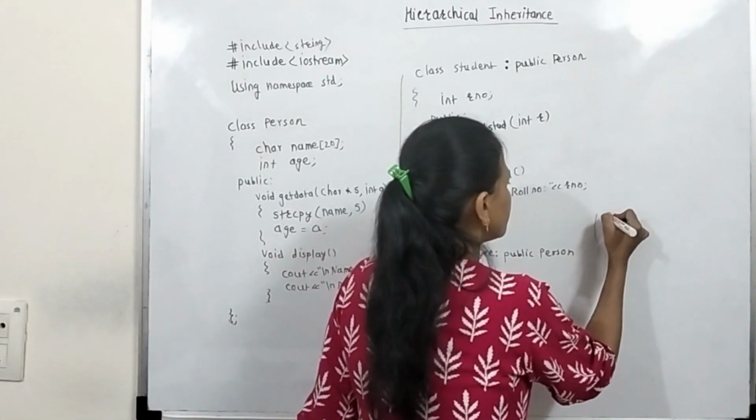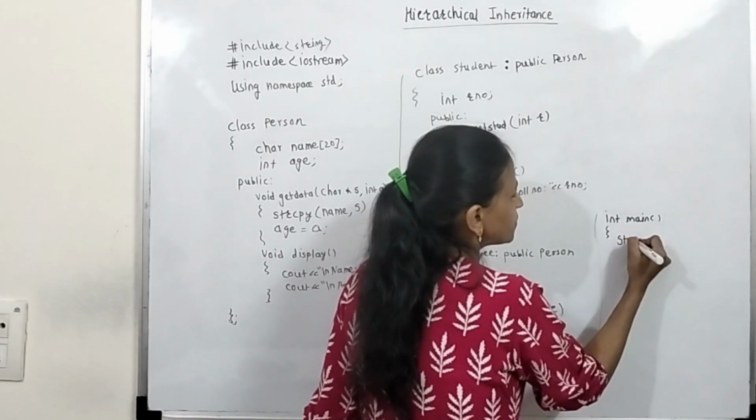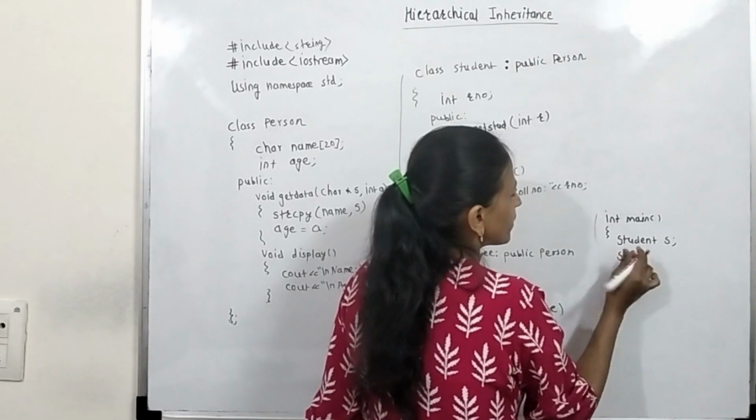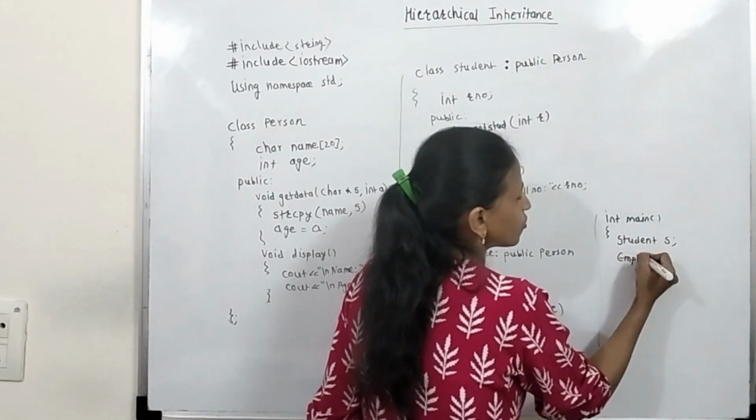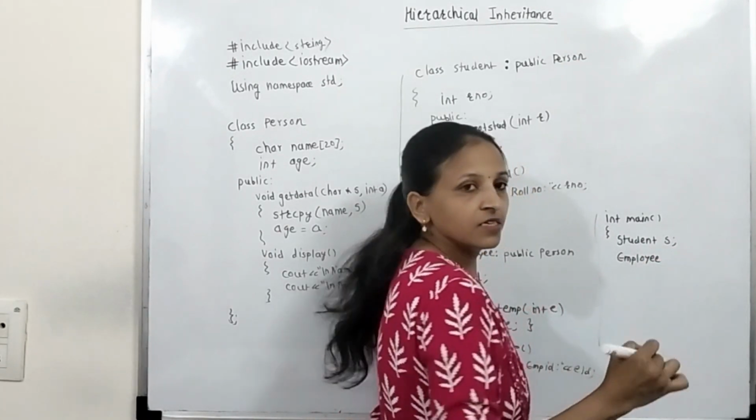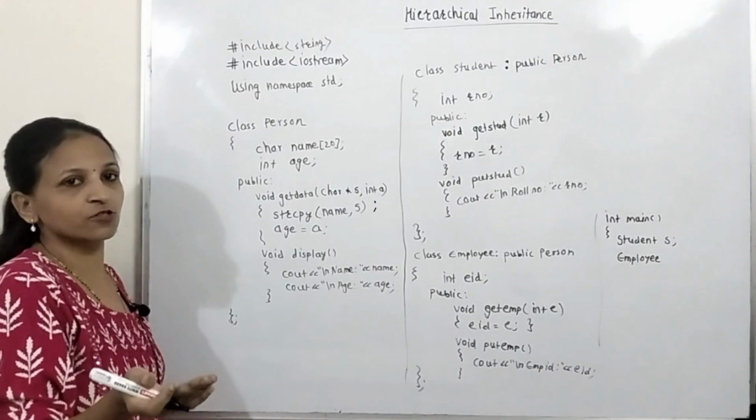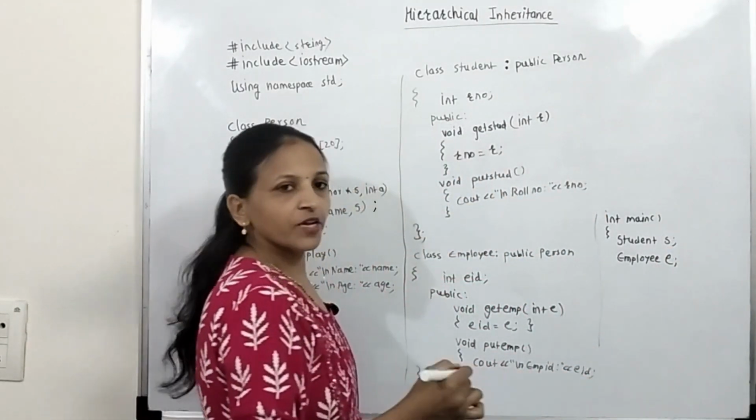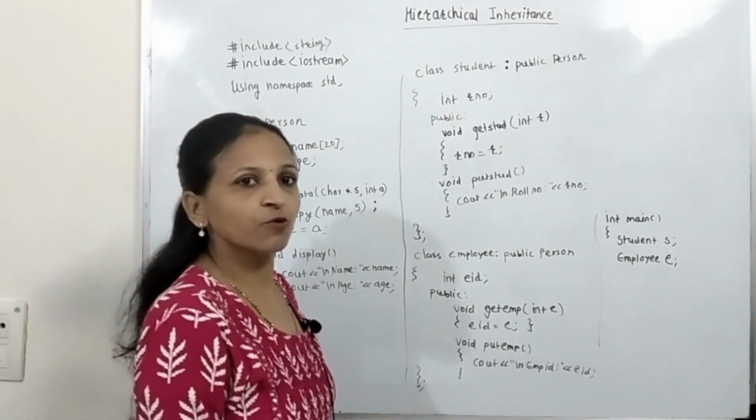Now see int main, and here we will create first object of student class, let student s, and one object of employee class. Okay, we will not create object of person. If you need, you can create, no problem. You can create object of base class also, but here I need only employee and student objects. Now one by one all the member functions we have to call.